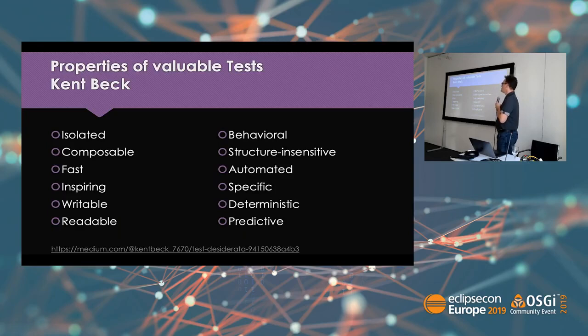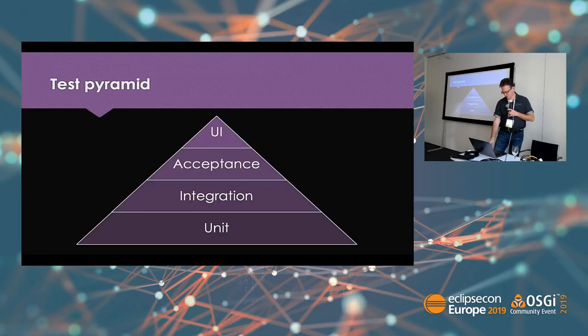Also behavioral, so the tests should reflect your requirements and how the system should behave, not really how it is built, because how it is built might change over time and make your tests fail or have to be changed. Also important, tests of course should be automated. We want the tests to be run, or at least most of the tests, before every commit. But this is of course all not really OSGi specific.